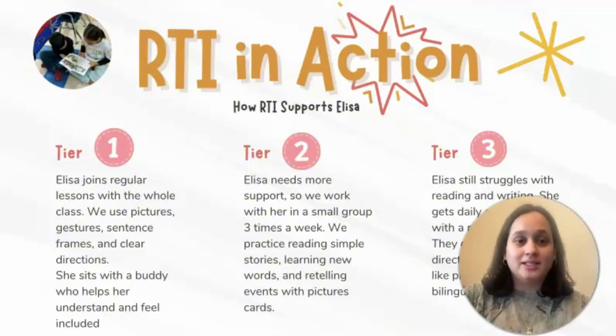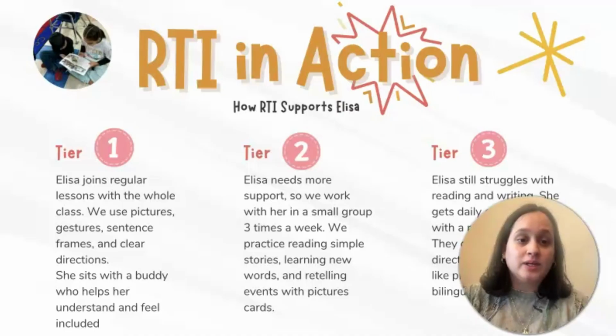Tier 2. Alyssa needs more support, so we work with her in a small group 3 times a week. We practice reading simple stories, learning new words, and retelling events with picture cards. Tier 3. Alyssa still struggles with reading and writing. She gets daily one-on-one support with a reading specialist. They go slow, repeat directions, and use tools like phonics cards and bilingual books. So you can see from the breakdown, we have tier 1, 2, and 3 for our student in the scenario.